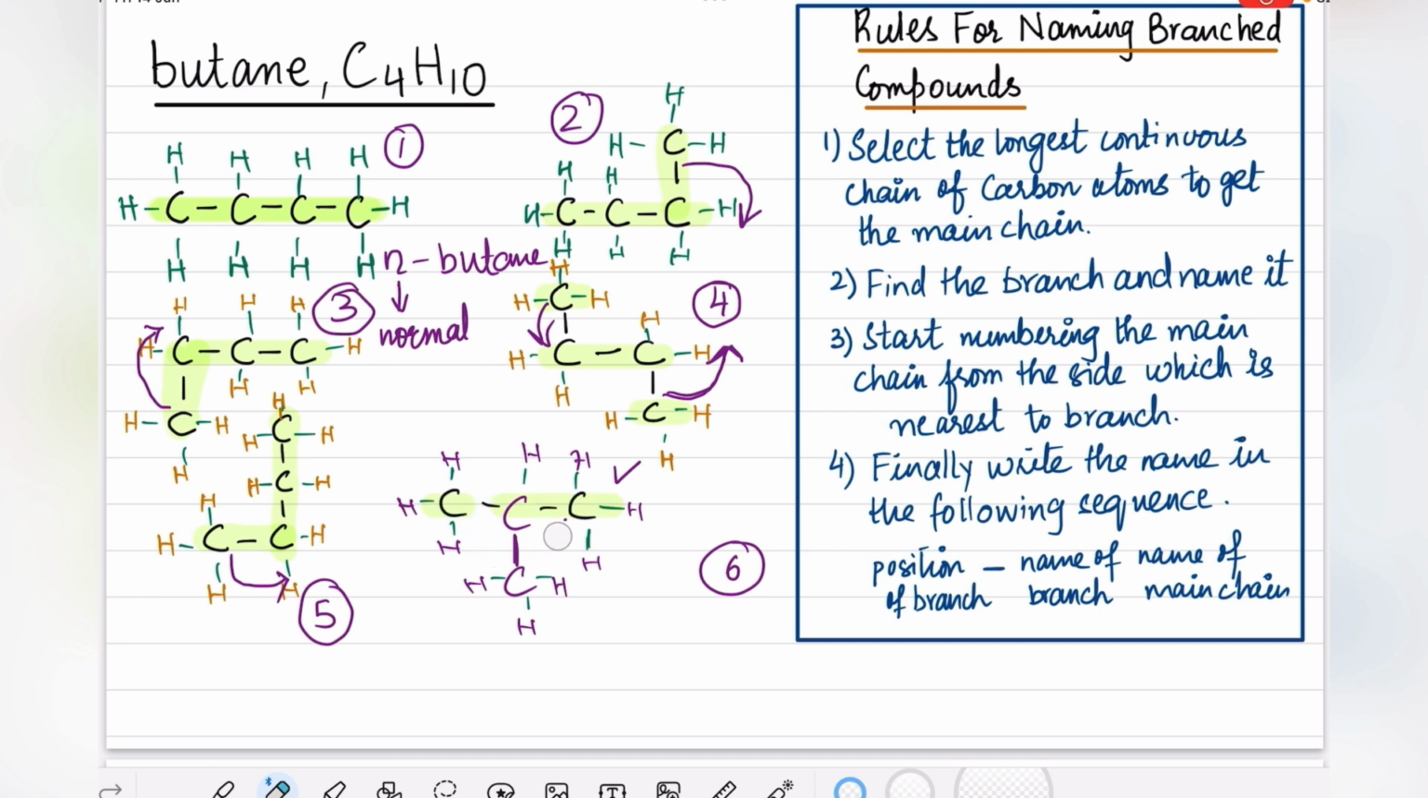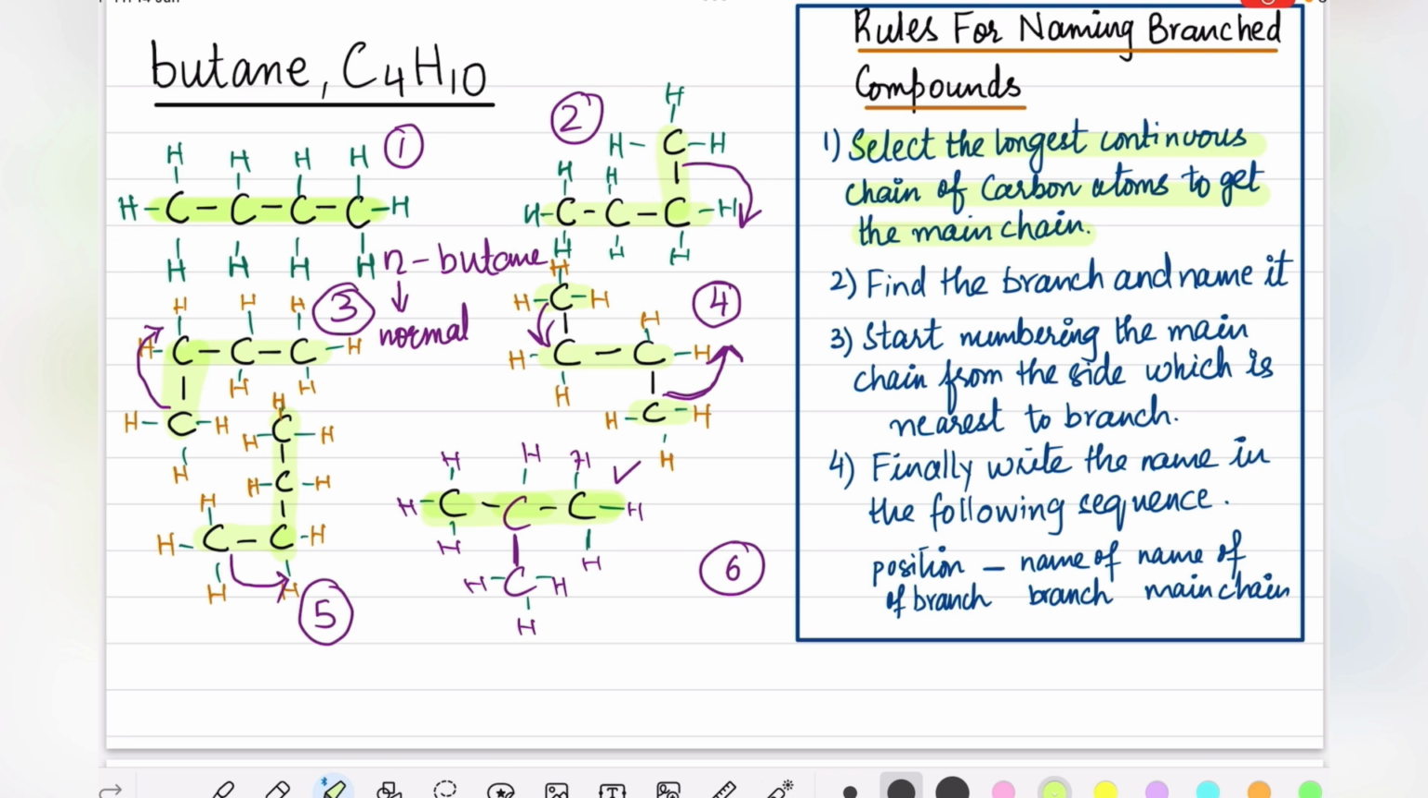Let me clean this structure a little bit. Now there are some rules for the compounds of the hydrocarbons that arrange themselves in the form of a branched structure. So the first rule for naming the branched compounds is: select the longest continuous chain of carbon atoms to get the main chain. So in this structure the main chain consists of 3 carbon atoms. This is the main chain of carbon atoms.